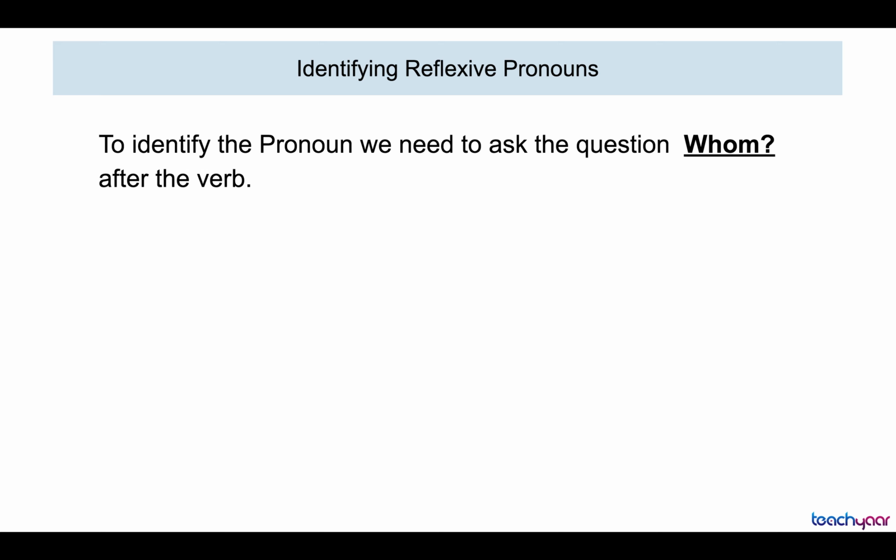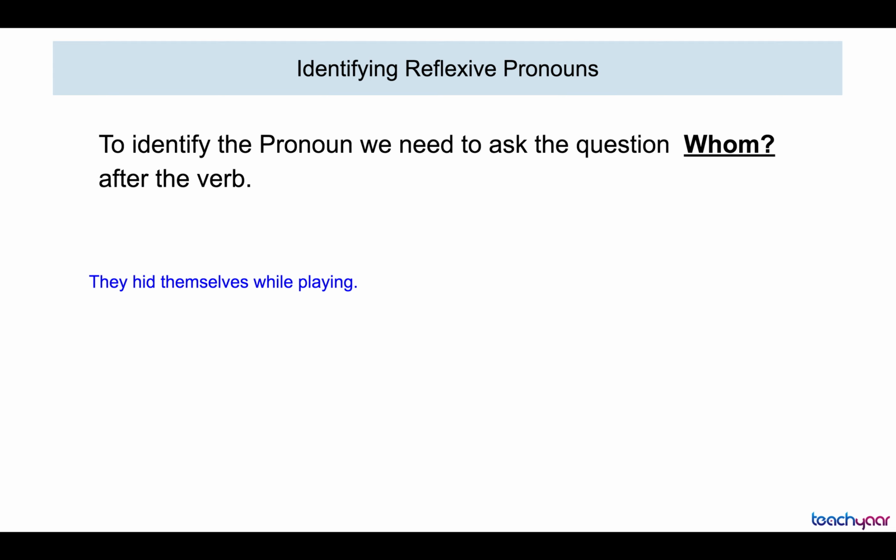Now, in a sentence, how do we identify the reflexive pronouns? So, there is a simple rule. We ask a question. That's what we had done even in the earlier videos when we were doing subject and predicate. So, we ask a question. Now, what is the question? We ask the question whom after the verb because we want to derive the object because reflexive pronoun is in the position of the object. So we need to ask the question whom.